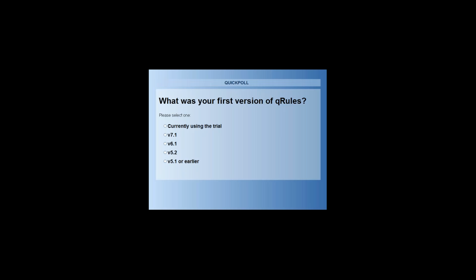We've got a few people that have been on 5.1. It looks like 75% of you. We got 45%, 50% voted. So we'll go another 10 seconds here. If you haven't voted, chime in. We're almost done with the webinar, and this is a question to you on which version of qRules you are using. It looks like most of you, 57%, are using 5.1 or earlier.